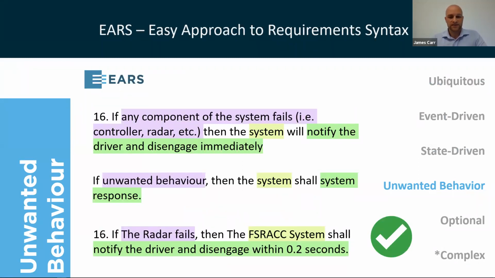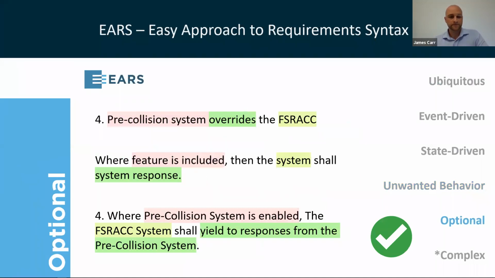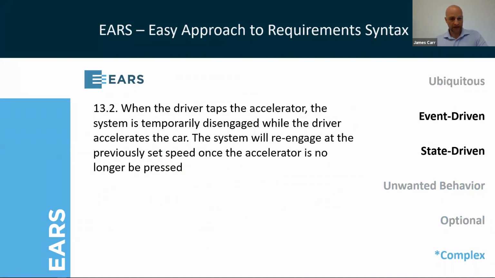So if we jump back into the presentation here, these are highlights. And again, if you request the slides, you can go through these again later, but these are the examples that we just showed with the different parts of the system being highlighted. So there's the optional requirement. And then the last one that we'll look at is for the complex requirement.